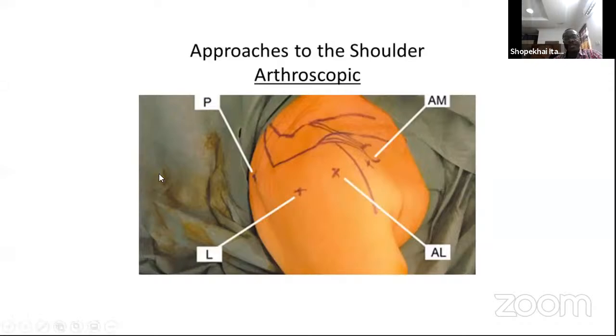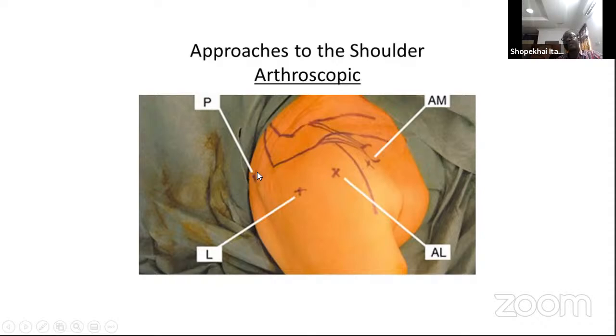These are the portals, and the starting portal is written P. For doing shoulder arthroscopy, you must mark the shoulder so that you know the positions of all the structures in the shoulder. This is the spine of the scapula all the way to the acromion, and that's the acromion there. That's the clavicle coming. So this is the anterior aspect of the patient, and that's the posterior aspect. This is the acromioclavicular joint. And then you mark the coracoid process, and this will be the coracoacromial ligament. And the X's are where the potential portals are.